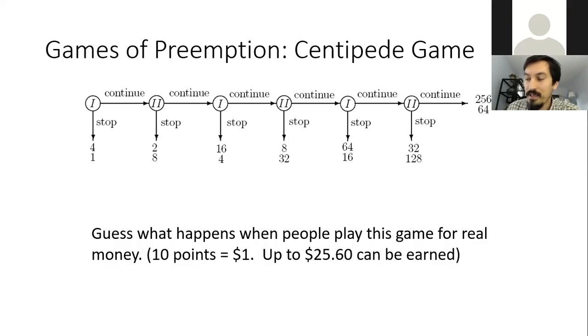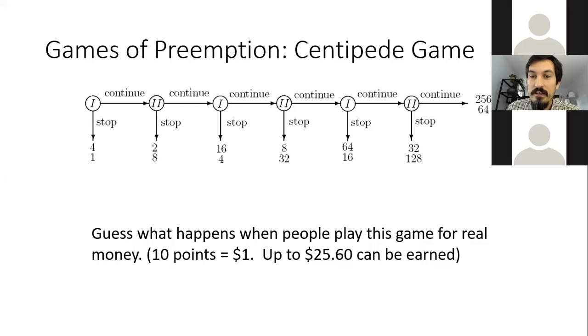Continue. All right, we're at the second circle. Fergus. I'll continue. All right, we're at the third circle. Sierra. Continue. All right, we're at the fourth circle. Fergus. I'll continue. All right, we're at the fifth circle. Sierra. Continue. Oh, we're at the sixth. There's the last circle. Fergus, would you like to continue or stop? I'm gonna stop. Oh, he's gonna stop. He's gonna take 128 points. Sierra, you get 32. Wow.